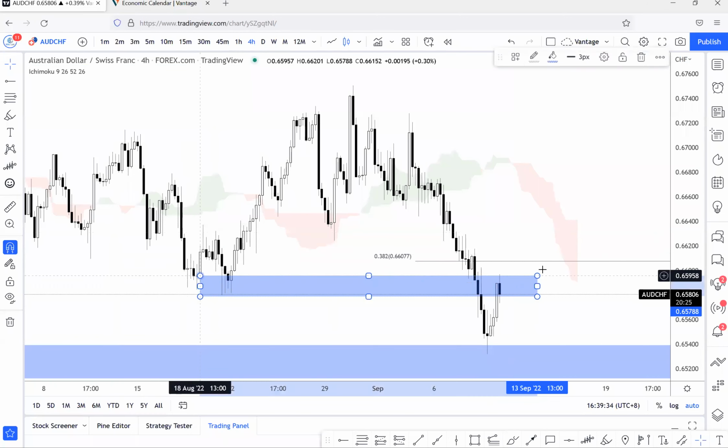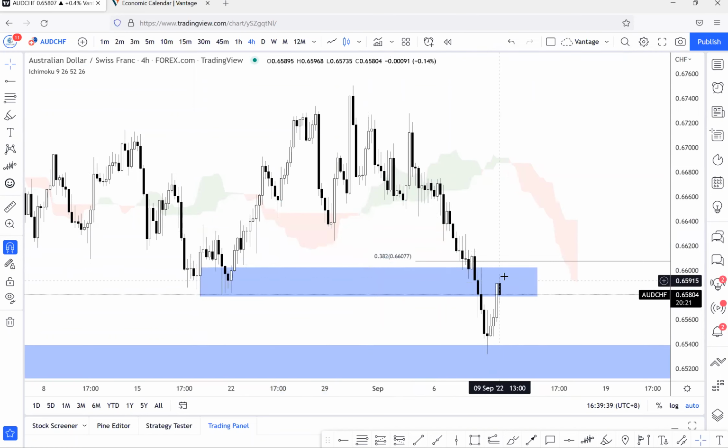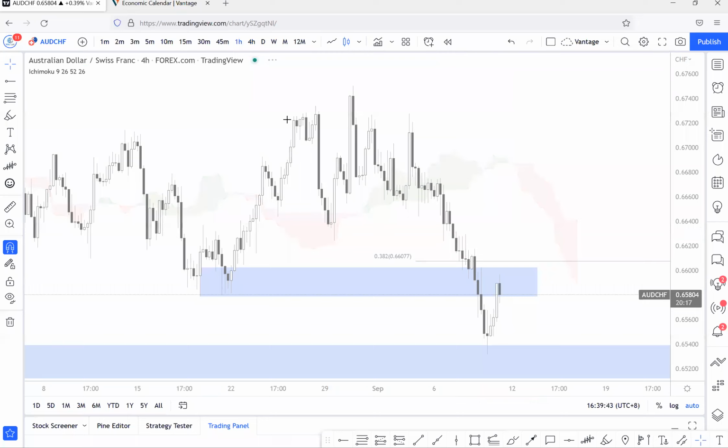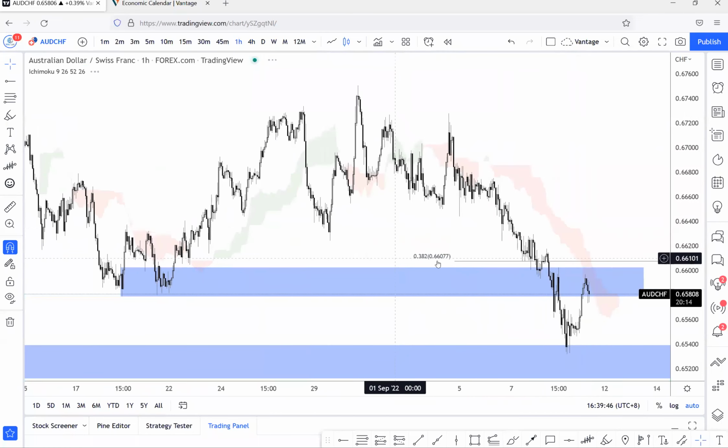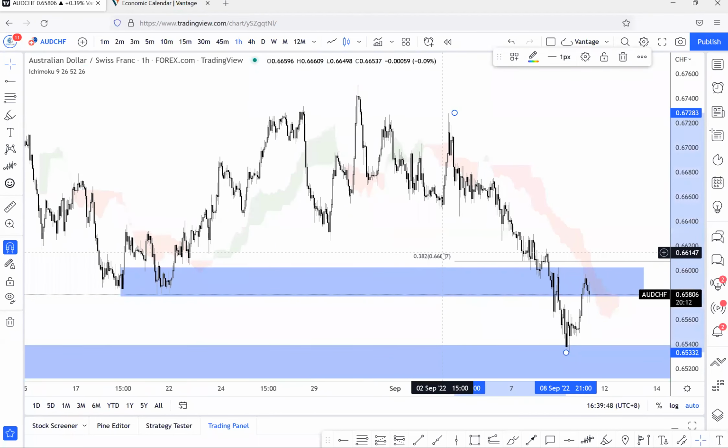So I would consider this support area, and I will cover the high of this candle here. This area itself would be the support and resistance area for me. It's good to know that the 38.2% is just slightly higher. So in this case, I'll probably just leave it with this.